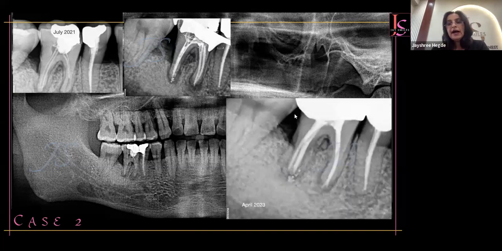And you can see, in April 2023, from July 2021 to 2023, that's when he came back. He came because of some other problem in his mouth, and we took this radiograph. You can see a good bone formation there, right? Good bone formation, especially interradicular.